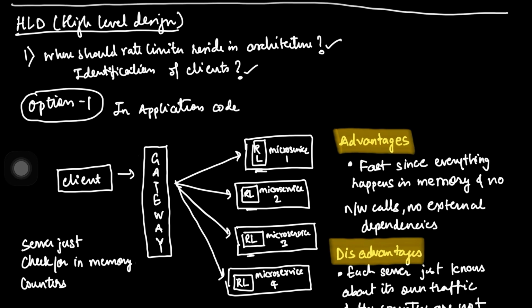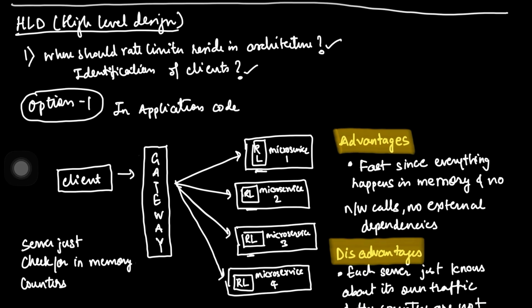All right. So now that we have our requirements, core entities, and system interface sorted, it's time to build our MVP. We aren't aiming for perfection yet. We are building the foundation. Whenever we design a high level design for our problem statement, we go through the functional requirements one by one. To solve the first functional requirement, we need to ask ourselves two questions. Where should our rate limiter reside in the architecture, and how do we identify the clients?